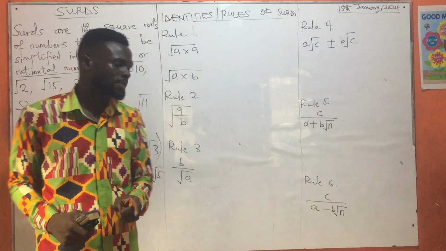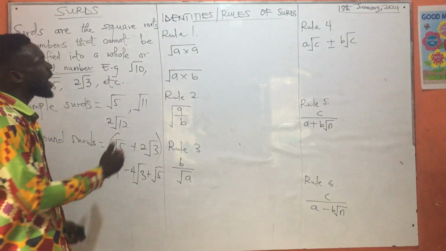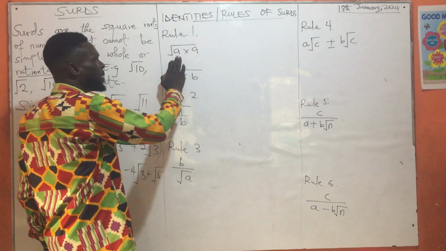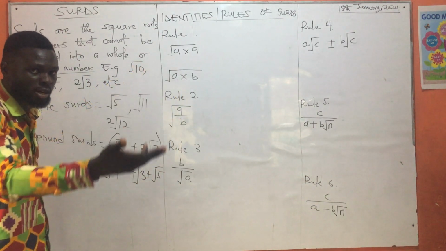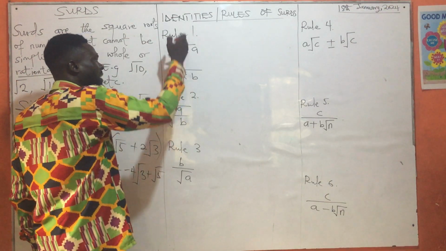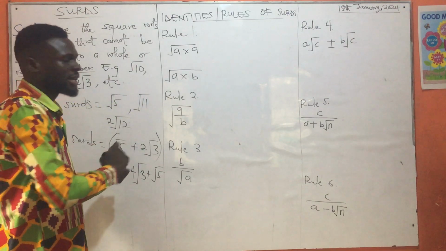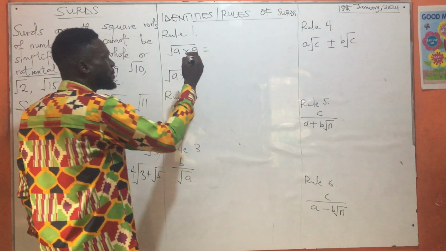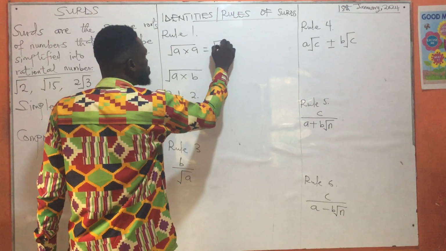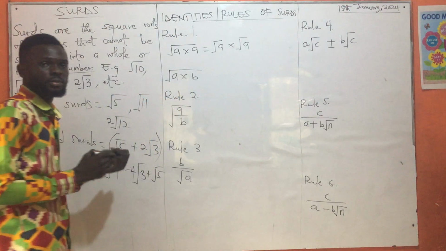Now, rule 1 is saying that when you have a square root times a number multiplying itself, here you can see that this is square root of a times square root of a. When you see something like this, it is the same as, or can be written as, the square root of a times the square root of a.